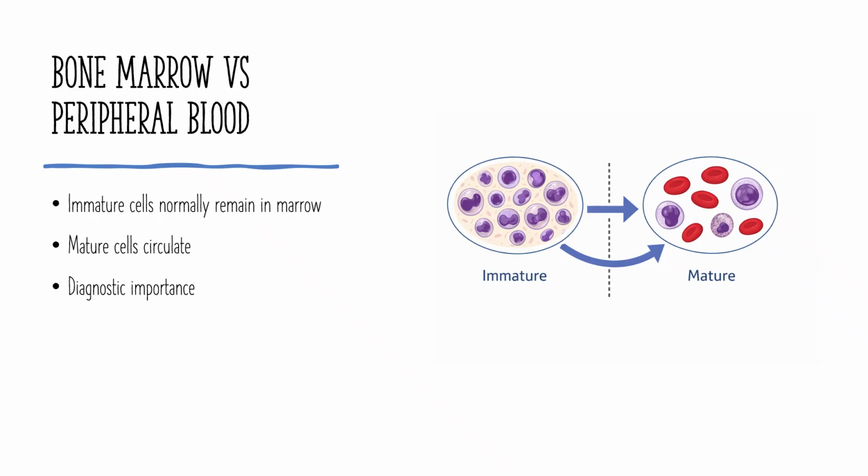Here's where histotechnology plays a quiet but critical role. Bone marrow specimens and peripheral blood smears must be processed differently because diagnostic interpretation depends on preserving subtle morphology differences. Nuclear chromatin patterns, cytoplasmic granules, and maturation stages. If staining quality is inconsistent or smears are poorly prepared, immature cells may be misidentified or missed entirely. So diagnostically, this comparison answers a simple but powerful question. Are cells where they are supposed to be? Normal biology has rules. Disease breaks those rules.